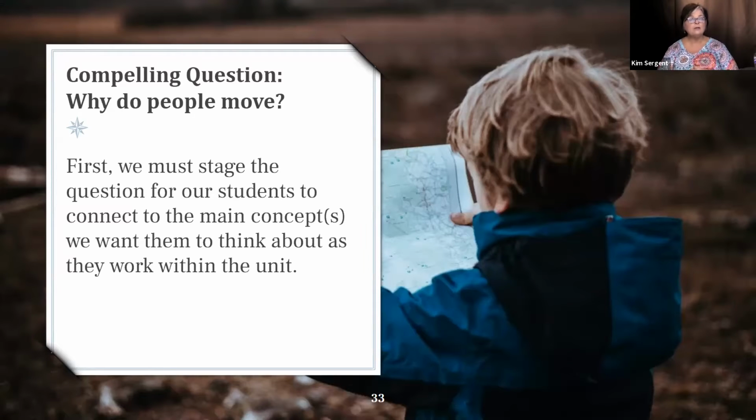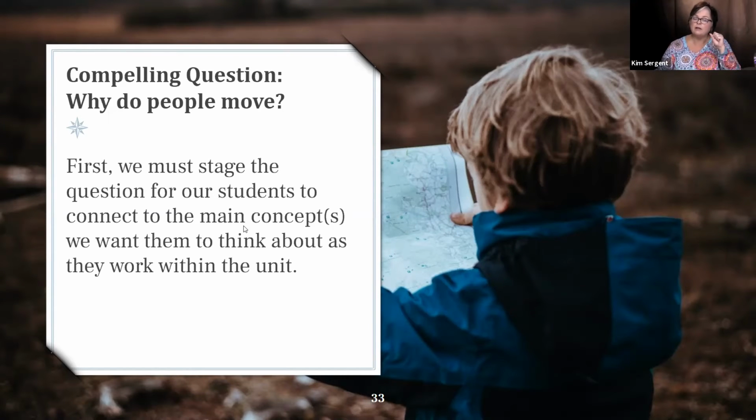So the compelling question that we're going to be using is, why do people move? Some of you are thinking, well, what are we going to talk about then? What's our lesson going to be about? Notice how this question is so broad and so big. So what I'm going to do with you is what I would do with my students. First, we must stage the question for our students so they can connect to the main concepts. Obviously we have the picture of the Puritans. We're really going to be talking about why people migrate to other places to live. That's that big concept. That's our little secret. That's our teacher's secret.